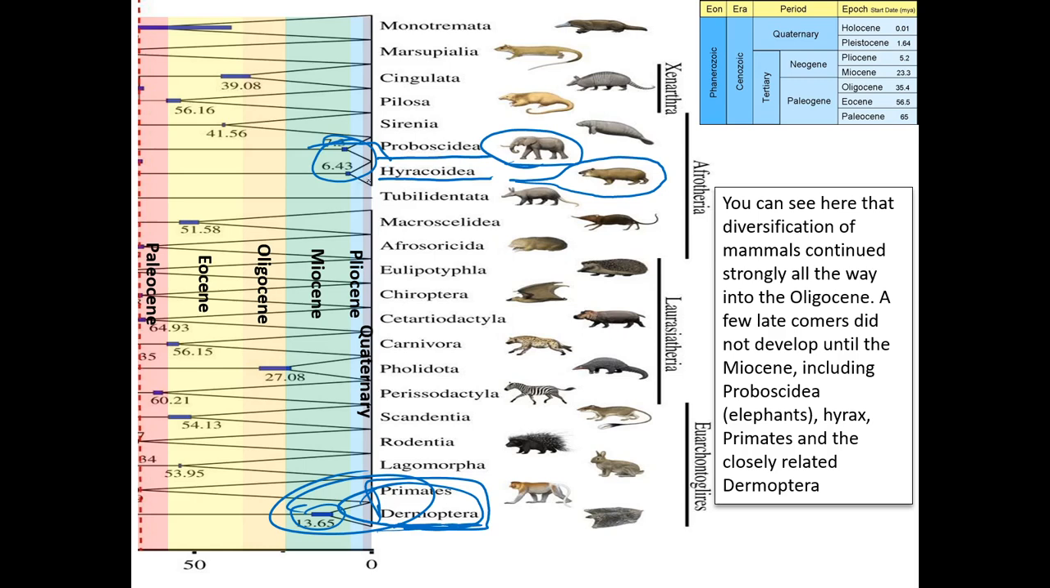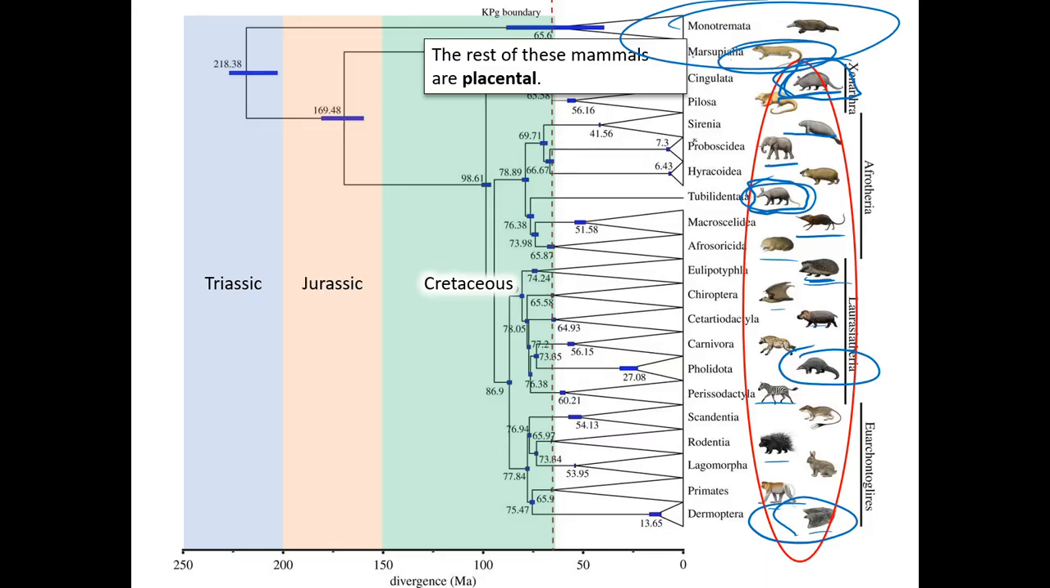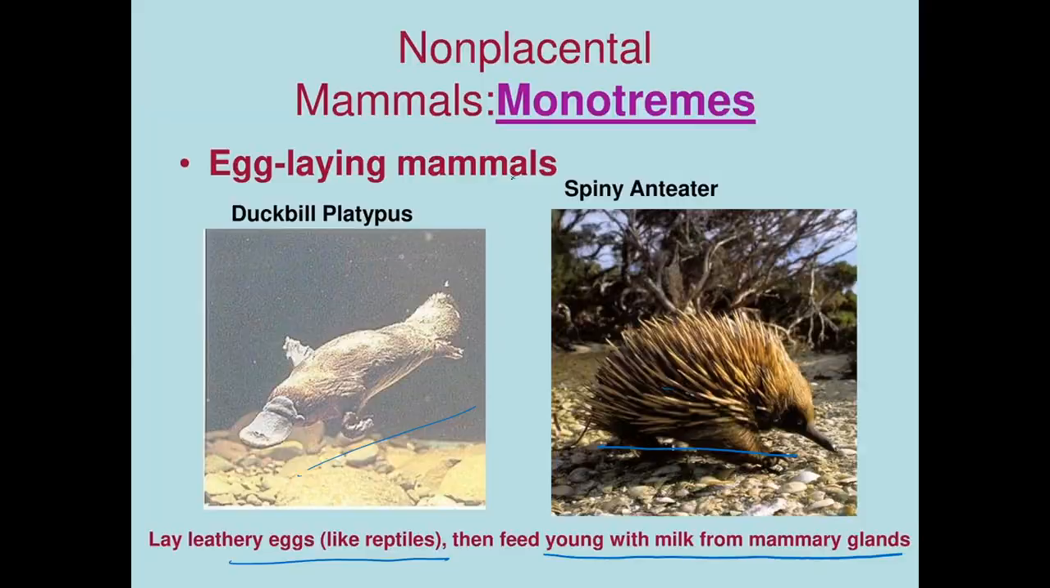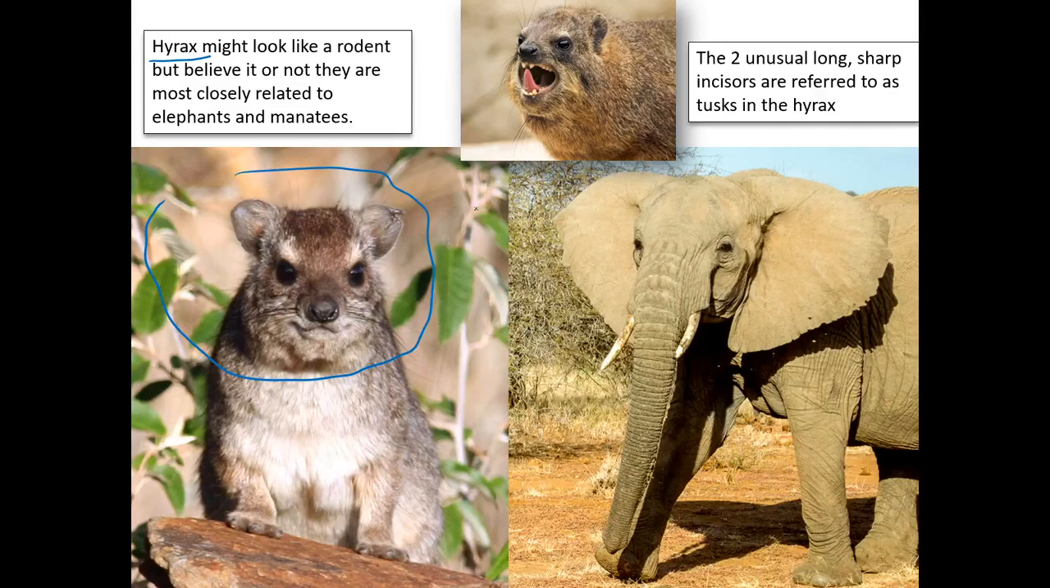So here you go, Hyracoidea. Let me go back to this. Where's rodents? Rodents, right? These things split off from rodents a long time ago, in the Cretaceous. So they're not rodents at all. Actually, they are most closely related to elephants. Isn't that crazy? You would never suspect that. But these two guys are pretty close relatives.